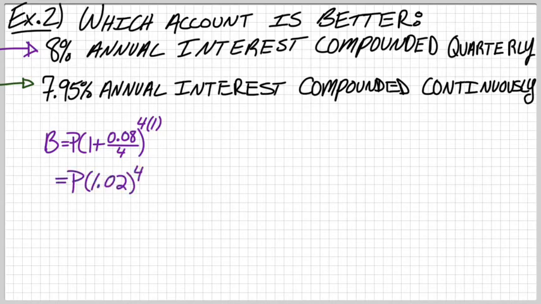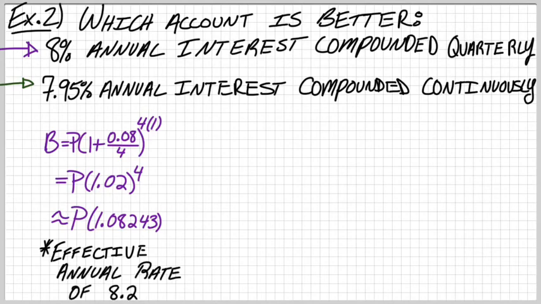So that's 1.02 to the 4th power. It gets compounded 4 times in a year at this rate. So it increases a little over 8%, like 8.243% is what the increase would be. We should be able to read that from here. Just make a comparison. How much bigger than 1 does this number end up being? Well, this 0.08243 is our effective annual rate, or effective annual yield, which is 8.243%. Okay, so that's for the 8% account. How about for the 7.95% continuous account?